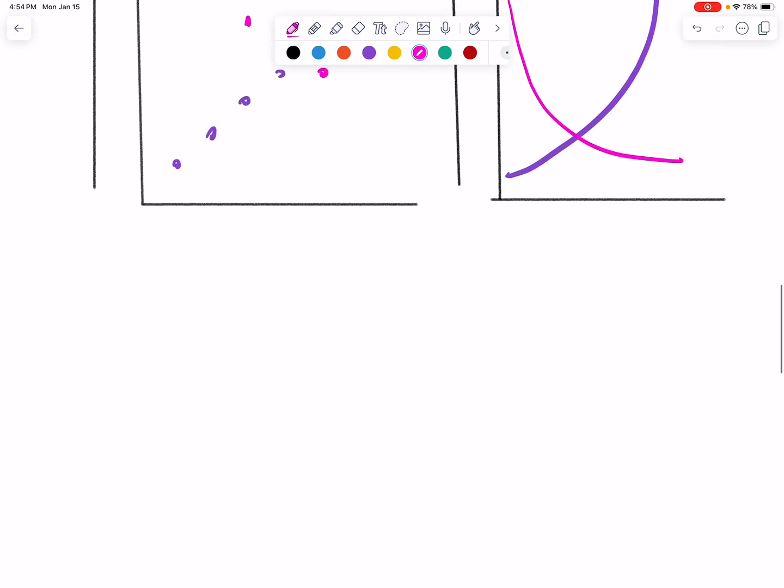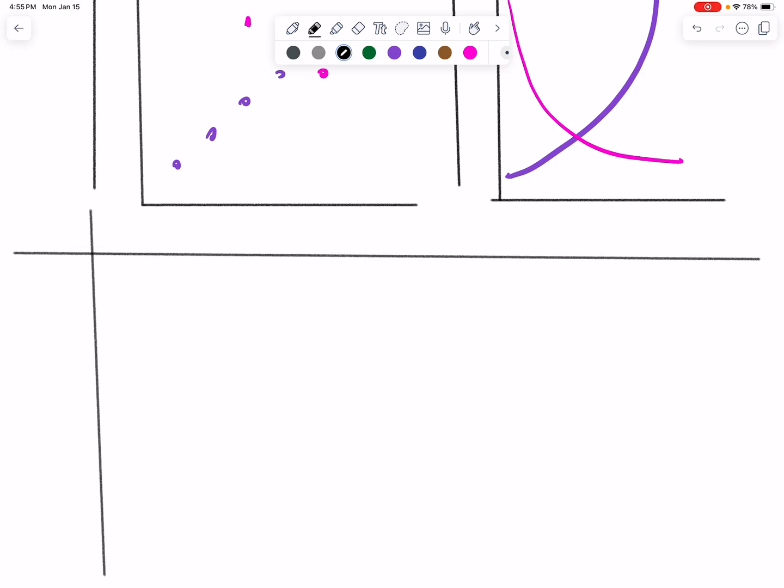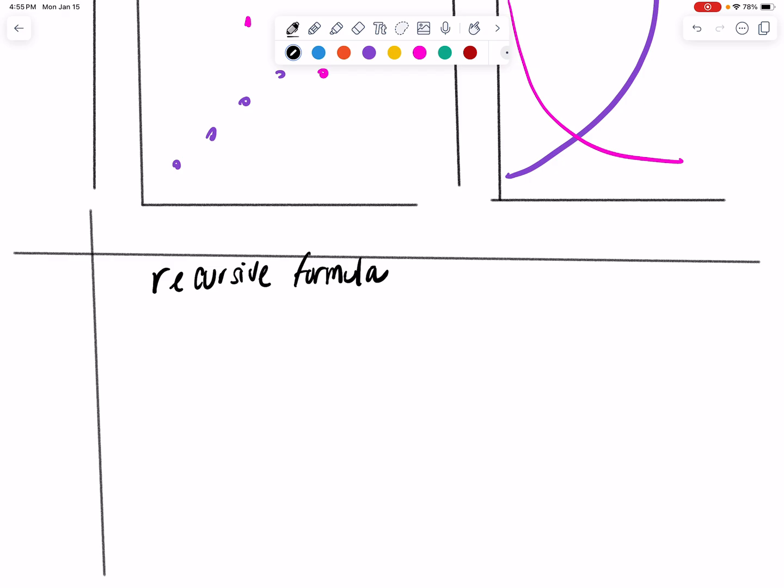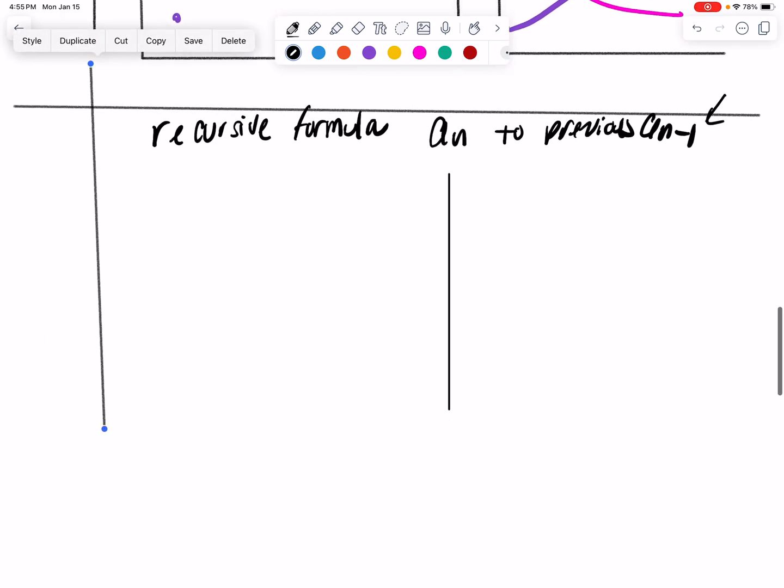All right, recursive formula. It sounds scary, but it's not too bad. Recursive, like cursive. A recursive formula relates each term a_n in a sequence to the previous term, a_n minus 1. Minus 1 because it's going to the previous term, okay? So there's two, obviously: recursive for arithmetic and recursive for geometric.